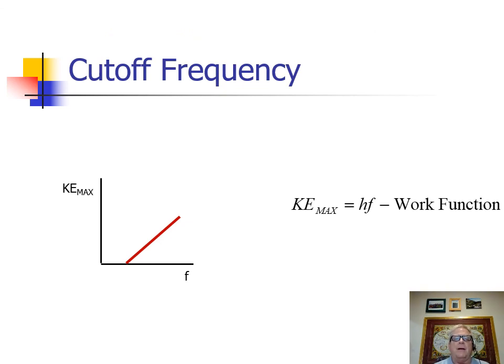When you do this graph, you will note that there is a horizontal intercept. The kinetic energy is equal to the energy of a photon minus the work function. So if the photons do not have sufficient energy in order to release one electron, then no electrons get emitted. So the maximum kinetic energy is equal to 0 for some frequency of light that we call the cutoff frequency.